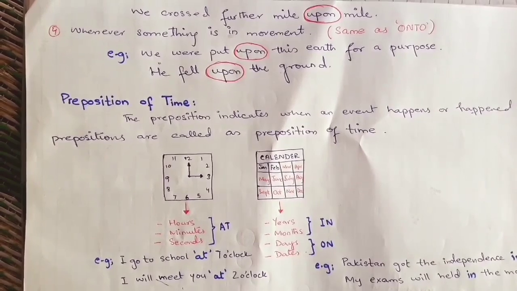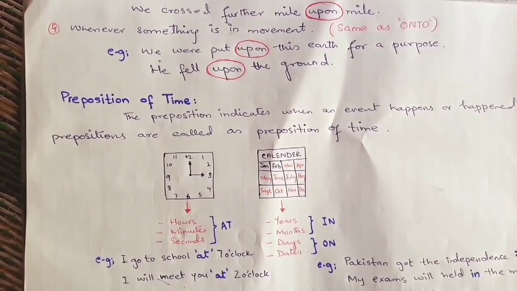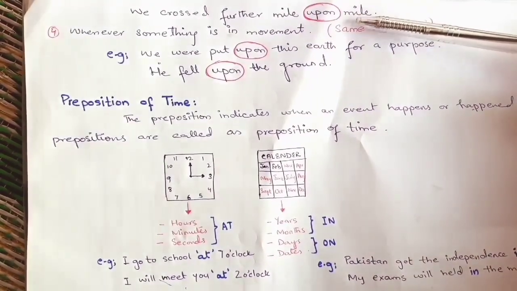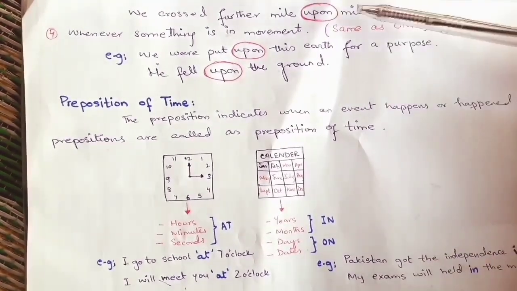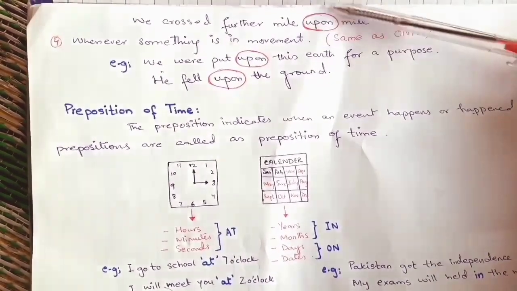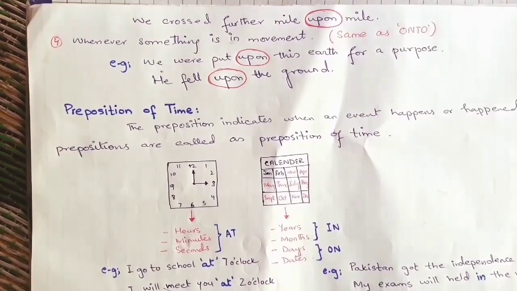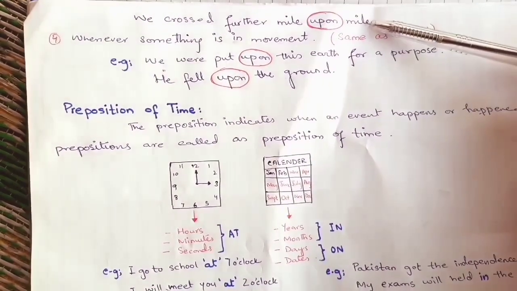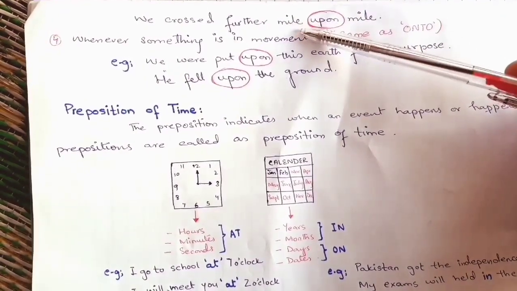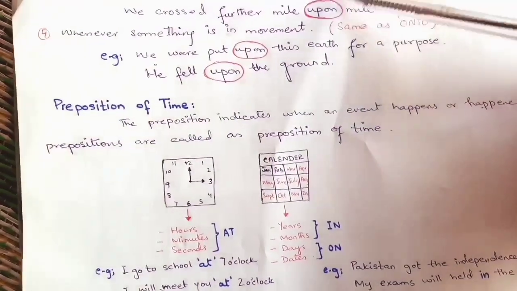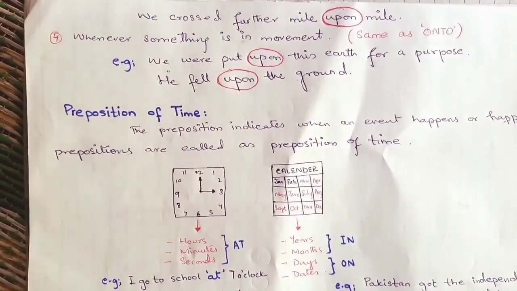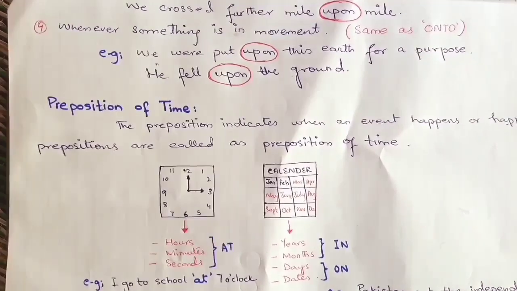We crossed further, mile upon mile. In this sentence, mile is a noun, and over here, mile is another noun. So between two miles, we have used the preposition "upon". In this sentence, one mile is more important than the other one. Mile is more important than the other noun. That's why we have used the word "upon".